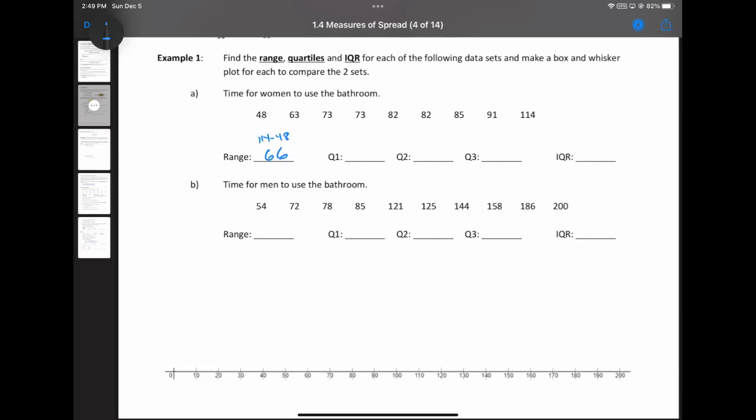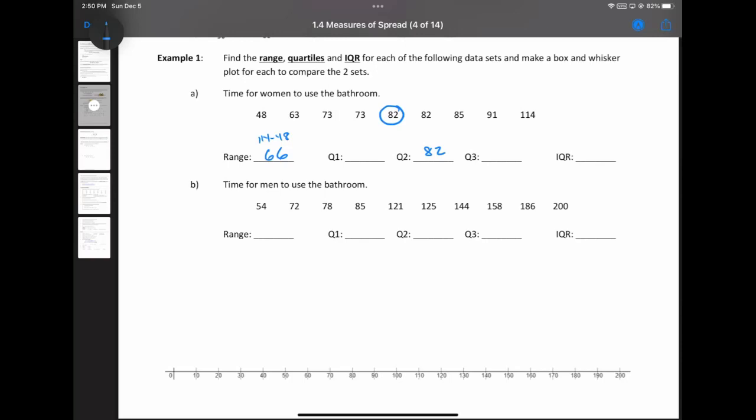First quartile, second quartile, third quartile. The trick to this is you're always going to do your second quartile first. You're always going to find your median before you find anything else. So we have 1, 2, 3, 4, 5, 6, 7, 8, 9 data points, and the middle one is our median. It's an 82, and median and second quartile mean the exact same thing. So the median time for women to use the bathroom was 82 seconds.